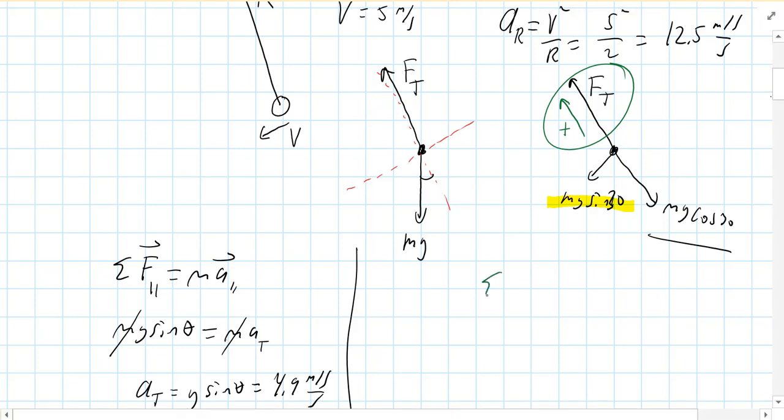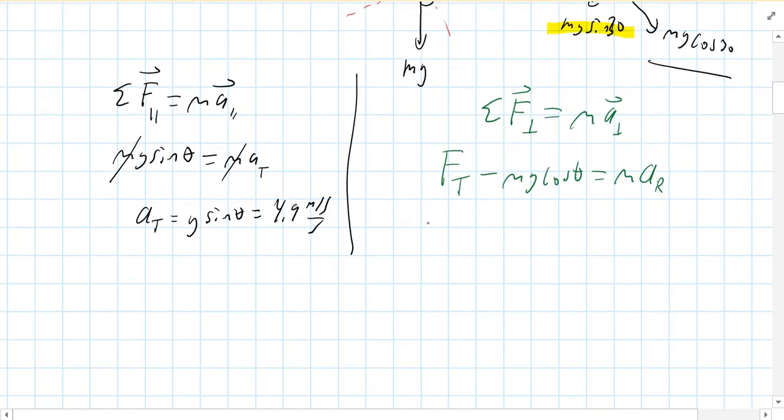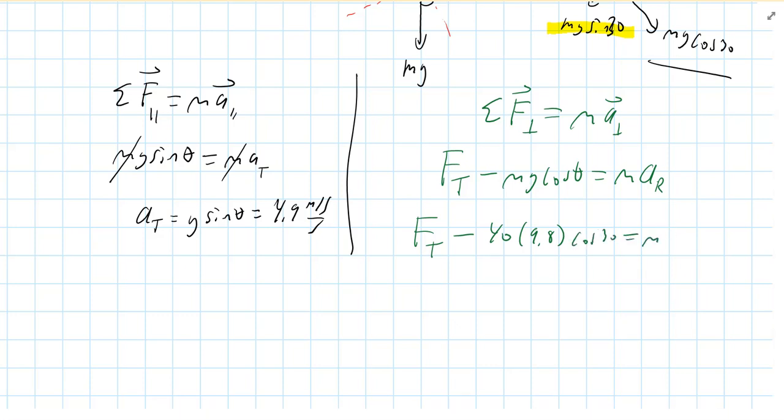So what we're going to do is net force in the perpendicular direction, which is radial, equals ma in the perpendicular direction. You always make inward positive, so toward the center of the circle is positive. So I've got Ft minus mg cosine theta equals m times the acceleration that's perpendicular, the radial acceleration, which we have a number for. It's 12.5. So we have everything here. Ft minus m, which is 40, times g, 9.8, cosine of 30 equals m, 40, times ar, which is 12.5.